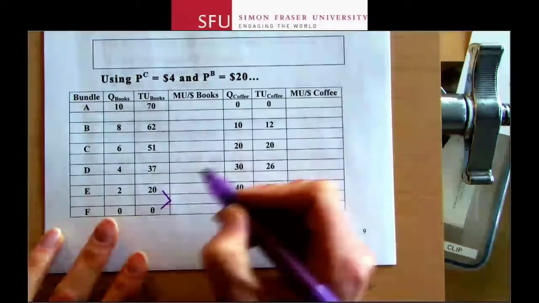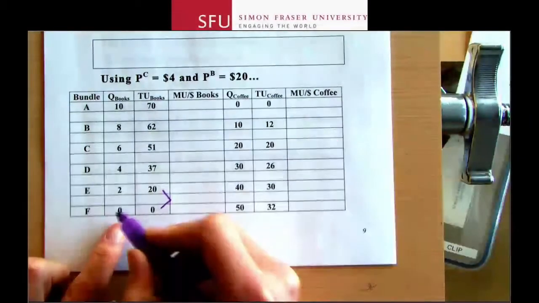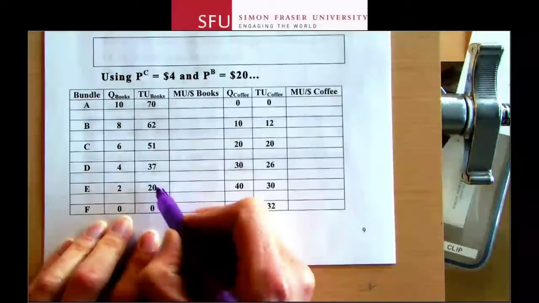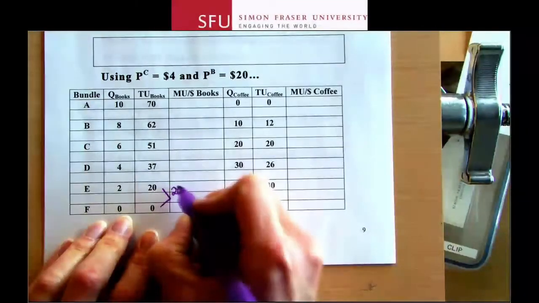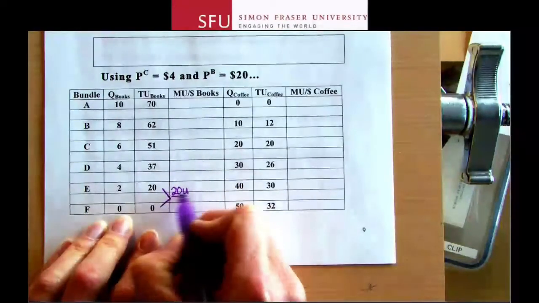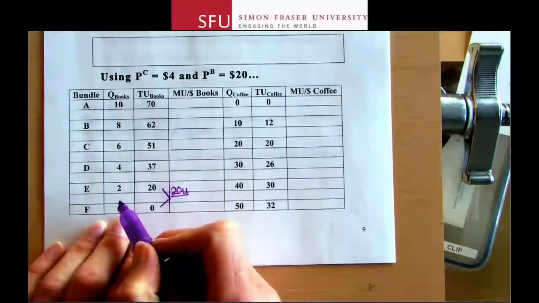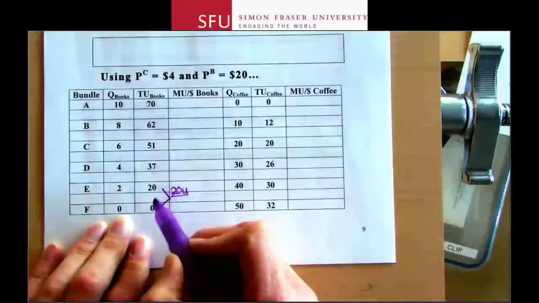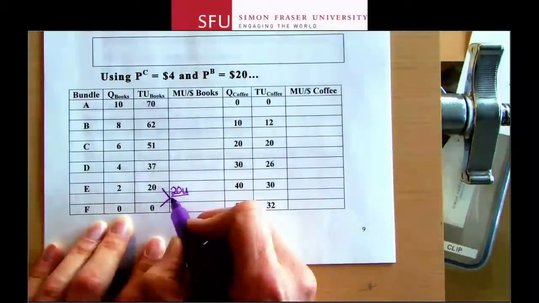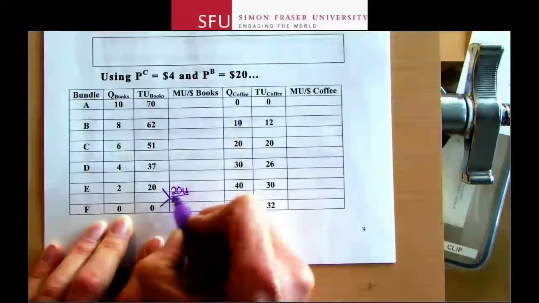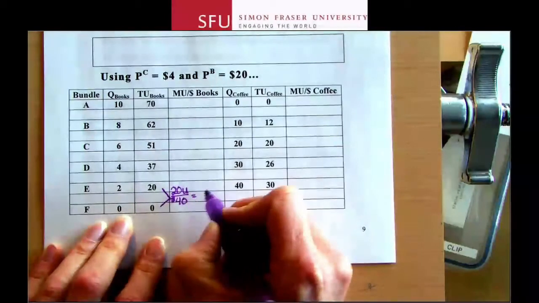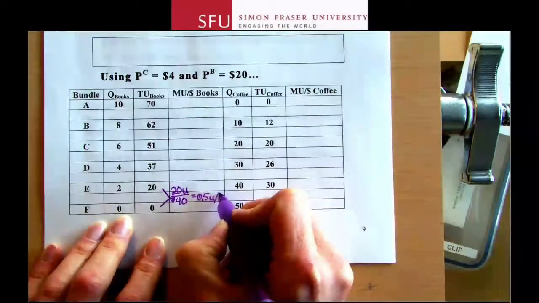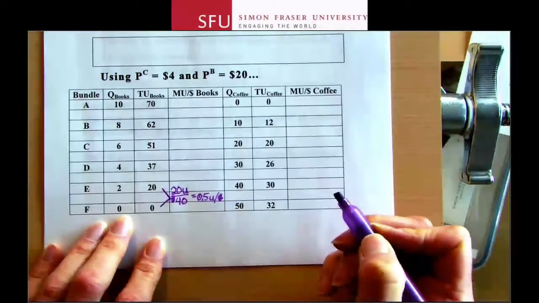Now, the marginal utility will be for 2 books then, right? We're going from 0 to 2. So those 2 books are providing 20 units of utility. And then we divide by the price, but it's the price of 2 books because we're going from 0 to 2. So books are $20 each, and so if we're buying 2 books, then that will be $40. Okay, and then we can simplify. So that will be 0.5 utility per dollar.